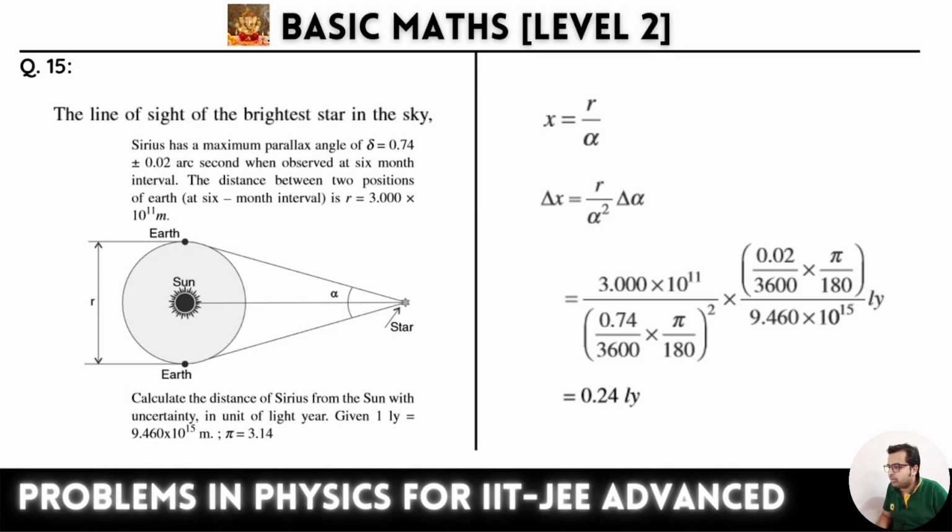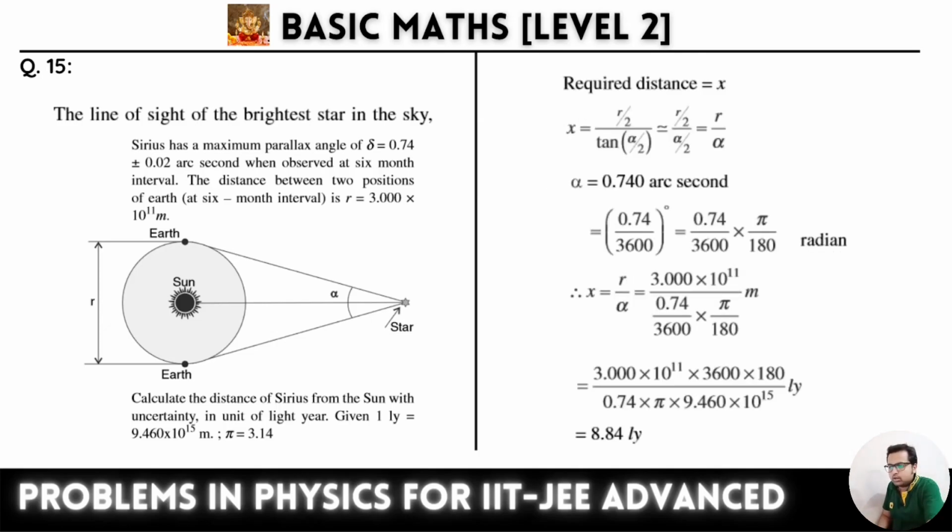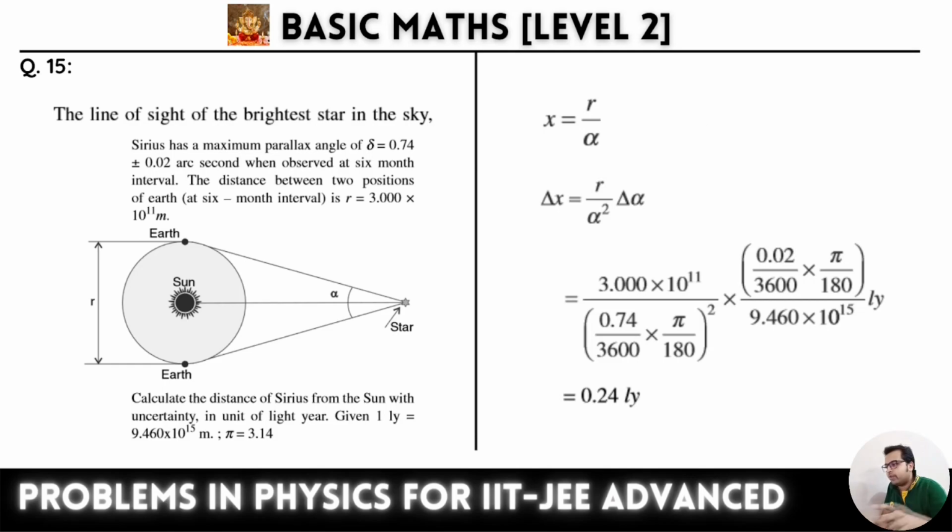Similarly, you can calculate delta alpha as we have calculated alpha. So delta alpha is 0.02 arc second. Divide by 3600 and multiply by pi by 180. So you get it in radians. You just put the values, you get 0.24 light years. So this is the uncertainty. Now we have completed the problem. So true value we calculated and uncertainty also we calculated. I hope you enjoyed this problem.